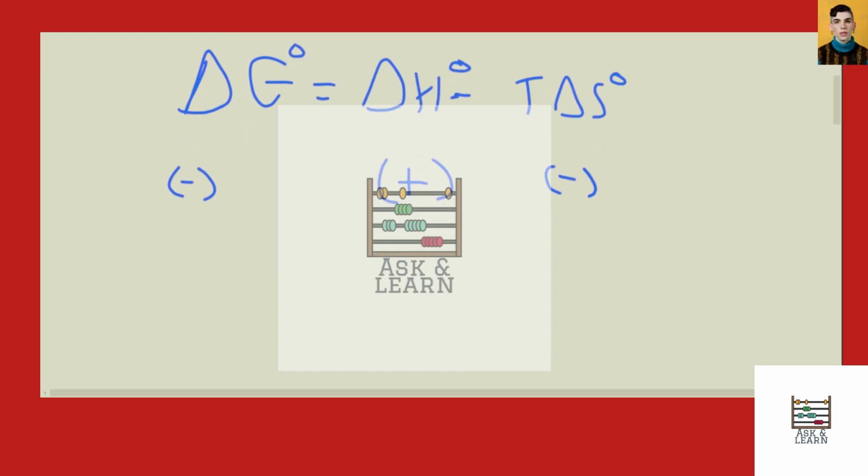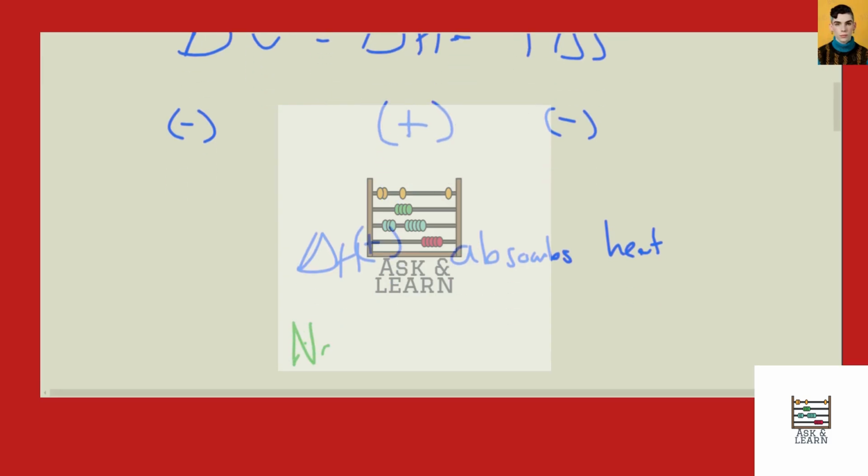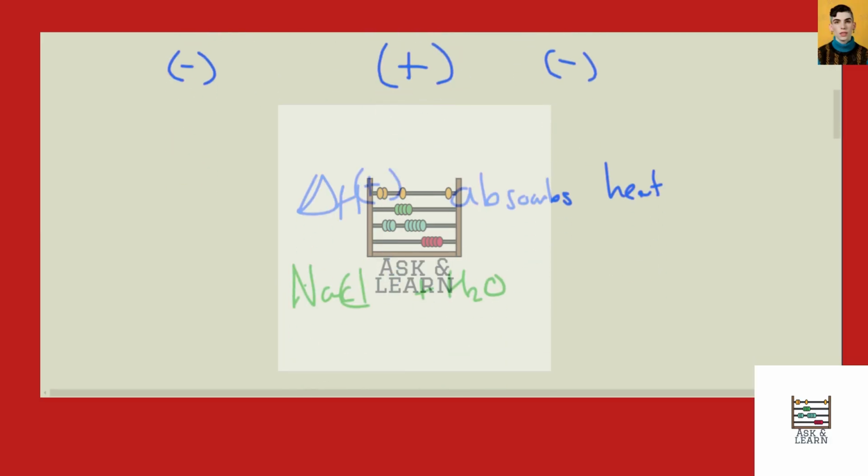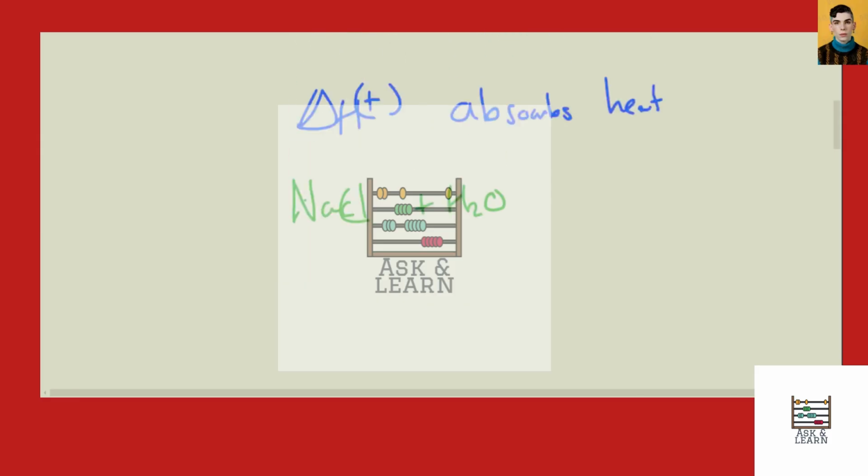So even if delta H is positive, which is to say it absorbs heat, if the entropy is positive, there's more disorder in the system, that means we can still have delta G be negative at high enough temperatures. An example of this is dissolving sodium chloride, NaCl, in water. It has a delta H that's positive, but the reason it's spontaneous, and you would know that because you can put salt in your water, is that the entropy increases. And so there are examples where delta H is positive and heat isn't released, but it's still a spontaneous process.